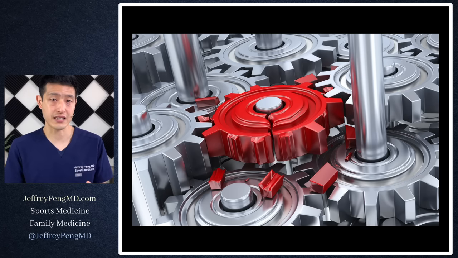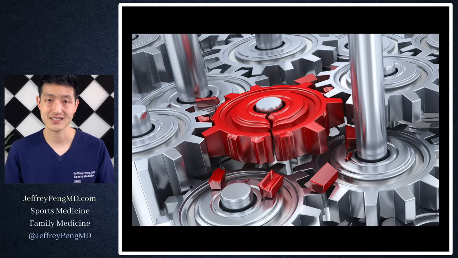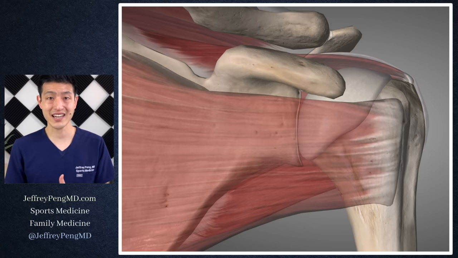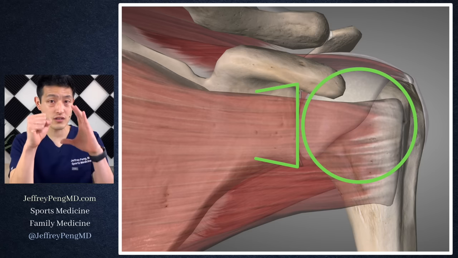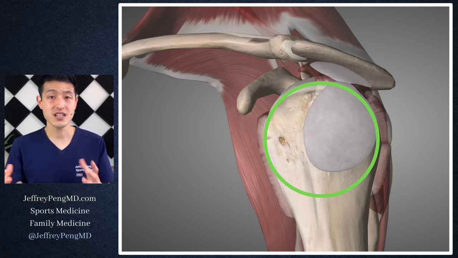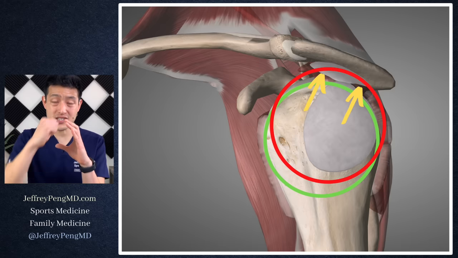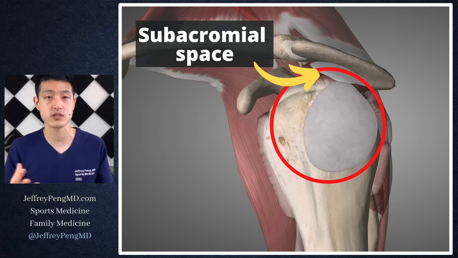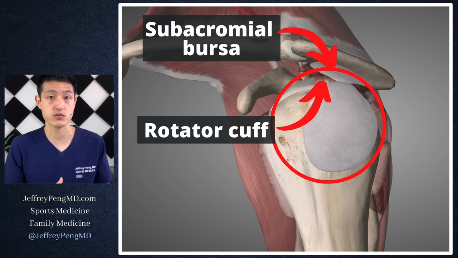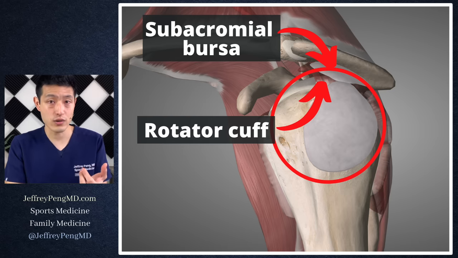So whatever the cause may be, the end result is loss of the smooth motion of the shoulder due to dysfunctional mechanics. So what happens with dysfunctional mechanics is that the ball of the shoulder is no longer stabilized in the socket. So instead of staying in place as we lift the shoulder up, it actually migrates upward into the subacromial space. And so remember, when that happens, it's going to compress everything in the subacromial space, which is the subacromial bursa and the rotator cuff.